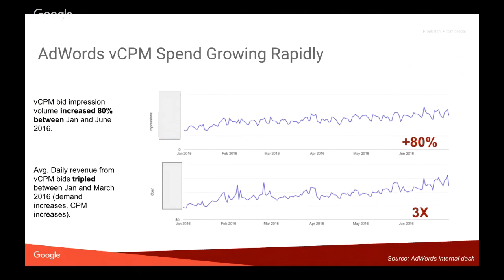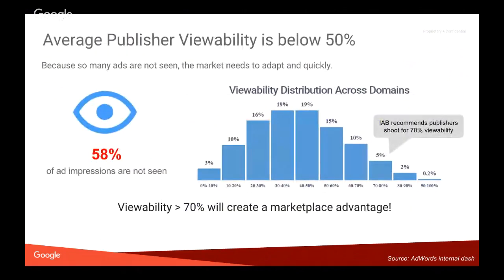And this has been bringing a really good impact on the buyers. In fact, the viewable CPM has increased by 80%, and this has been benefiting a lot of publishers, especially those that have been implementing ads in the right way. And not only that, revenue has increased 3 times. This is because of the demand increase and the CPM increase. However, average publisher viewability is below 50%. In fact, 58% of ad impressions are not being seen. And this is actually an opportunity for you because there's more and more demand for viewable impressions, while currently there are not many publishers optimizing. So by optimizing your viewability to more than 70%, you are creating a marketplace advantage for yourself as a publisher.